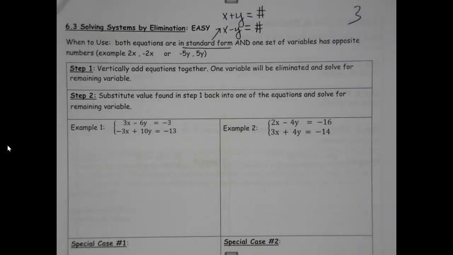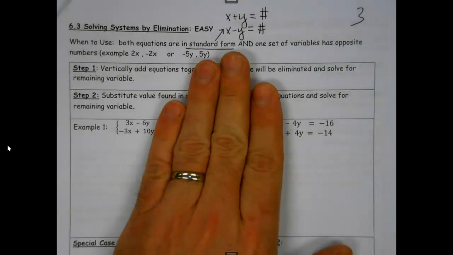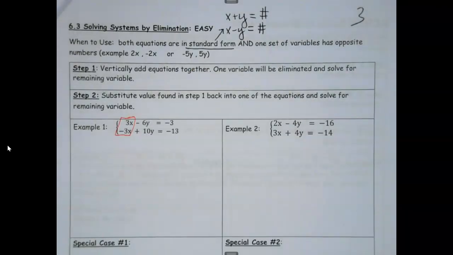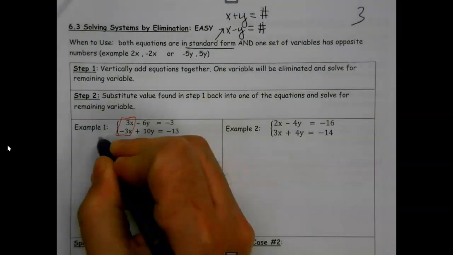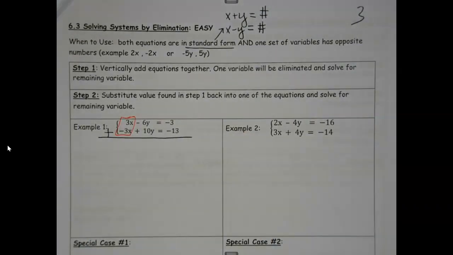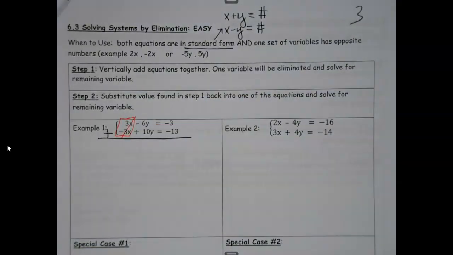So my first job today is we're going to add the equations together. One variable is going to be eliminated. So here's what I'm going to do today for each of these. I'm going to look first and I'm going to see which variable is opposites. And I'm just going to kind of box that in before I start. And so my first step is to just add down. Well, when I do that with the x's, 3x and negative 3x cancel. That's the idea of elimination.